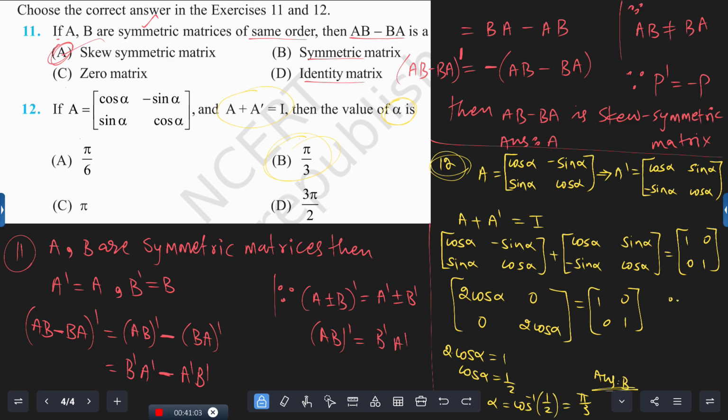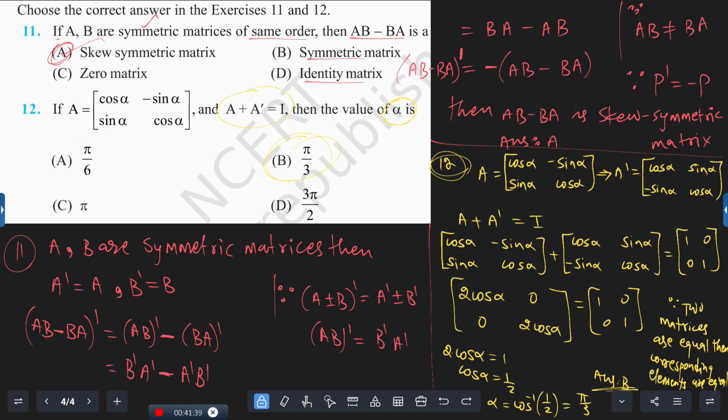So since two matrices are equal, then their corresponding elements are equal. Okay, that's it. This is what you will be getting.